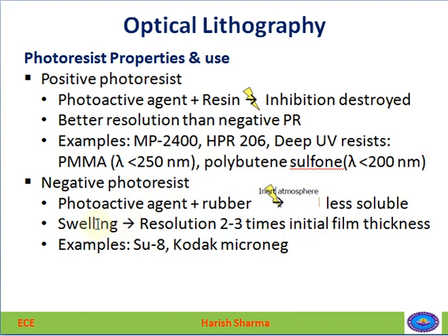The problem in negative photoresist is swelling. It reduces the resolution, with swelling of 2-3 times the initial thickness. Examples are SU8, Kodak, and Micron.